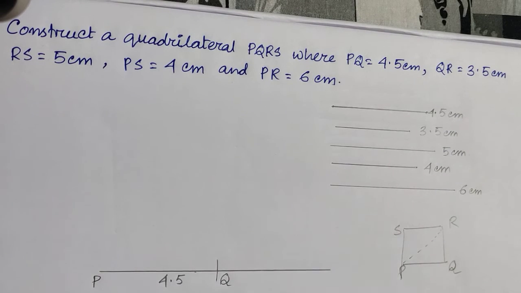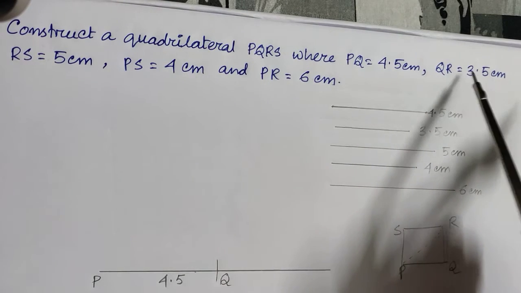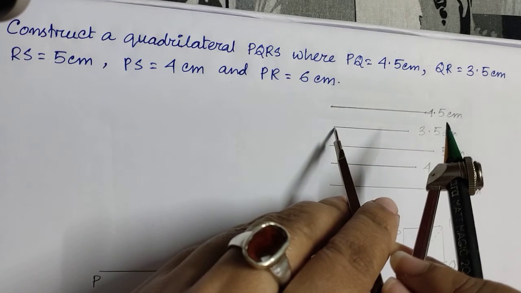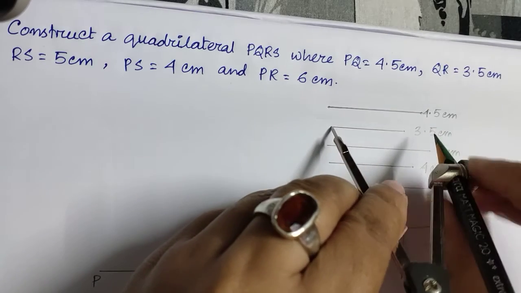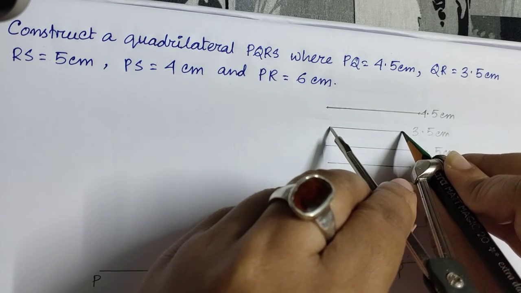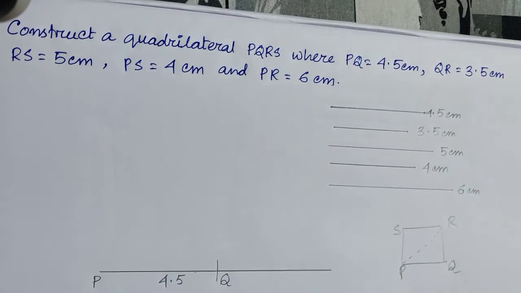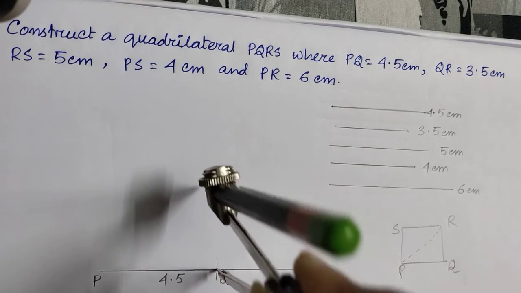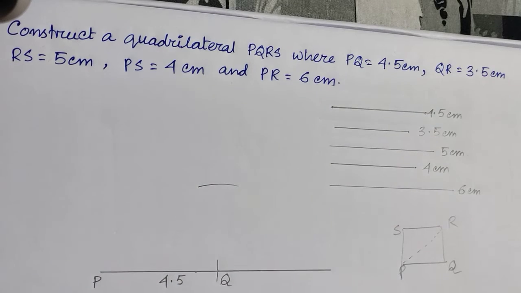Then QR is 3.5, meaning from Q to R is 3.5 centimeter far, right? So put the compass here, and again, yes. So now this is the QR, right?